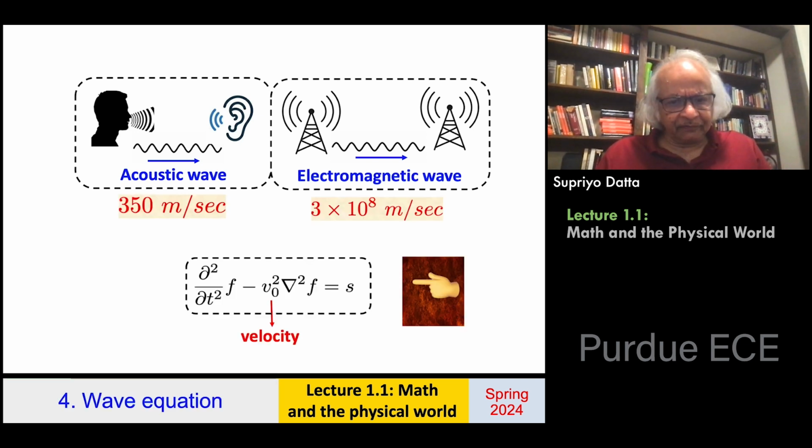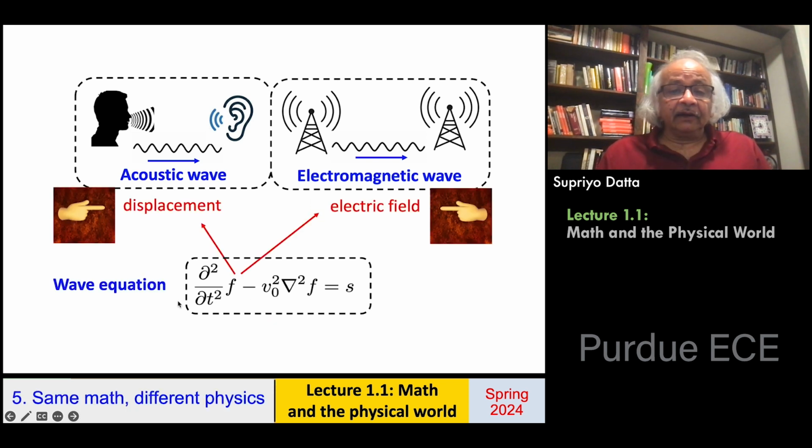These are two very different kinds of waves. In fact, their velocities are very different. An acoustic wave is many orders of magnitude slower than electromagnetic waves. But when you describe them mathematically, they can be described by much the same equations. There is a parameter here, this velocity.